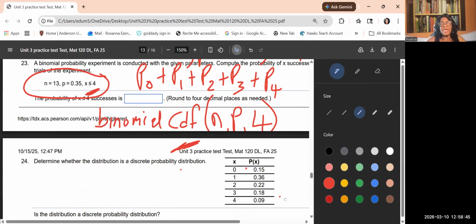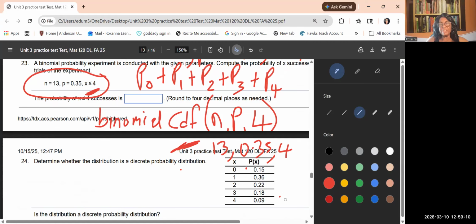Then after that, I will get my calculator. I will replace n. This is x or r. I will replace n with 13, the sample size. Replace p with 0.35. And then x is 4.